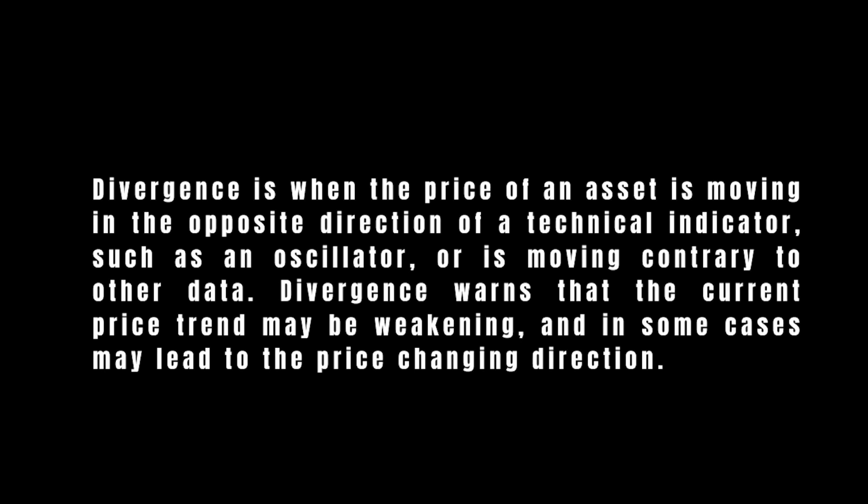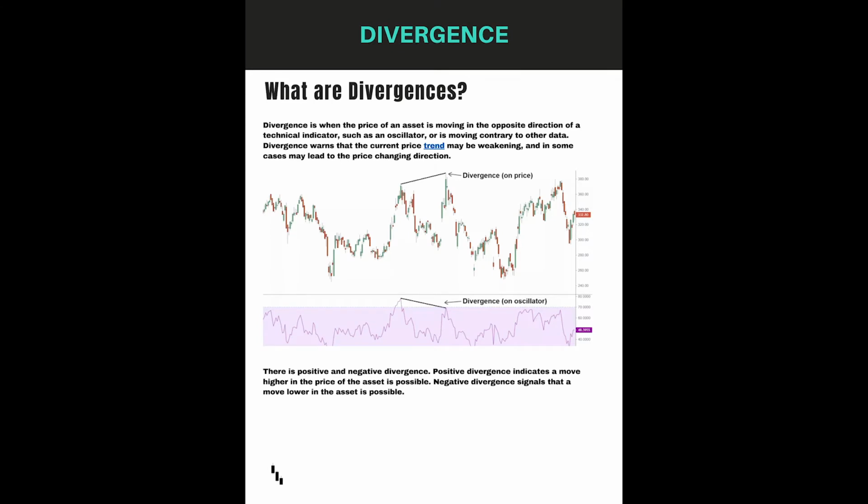All right, extremely important section of this course. We are now about to go through divergences. So what is divergence? Divergence is when the price of an asset is moving in the opposite direction of a technical indicator, such as an oscillator, or is moving contrary to other data. Divergence warns that the current price trend may be weakening, and in some cases it may lead to the price changing direction. There is positive and there is negative divergence.